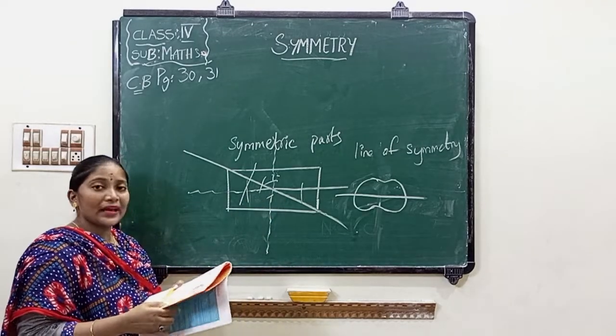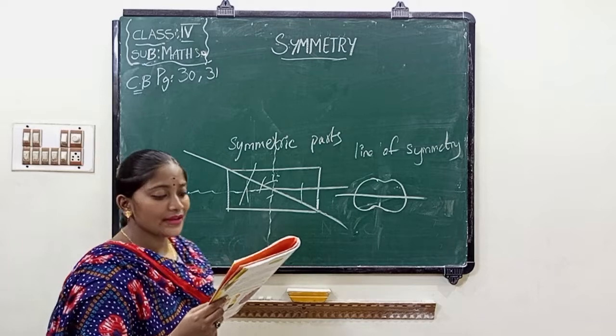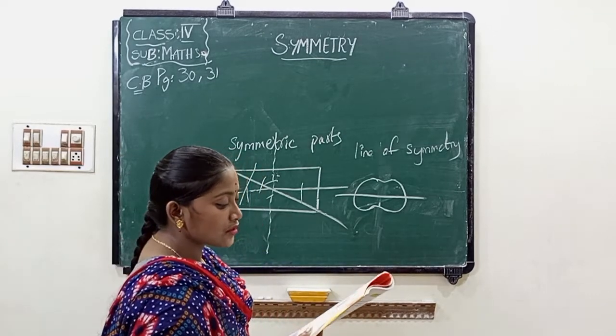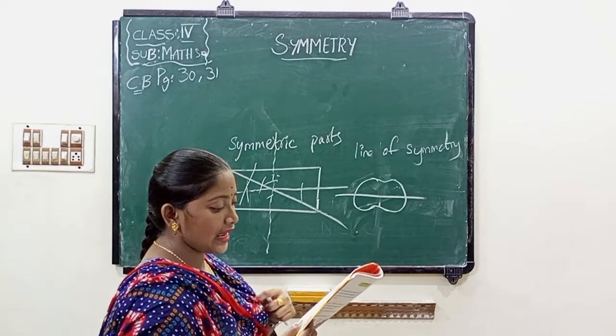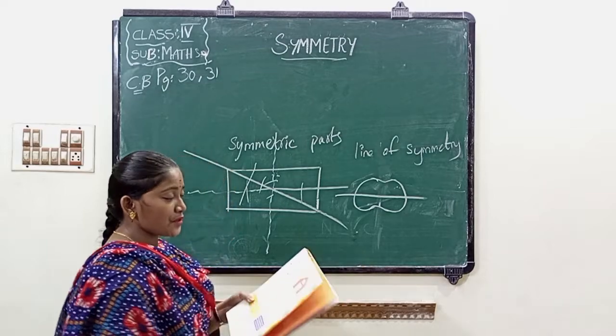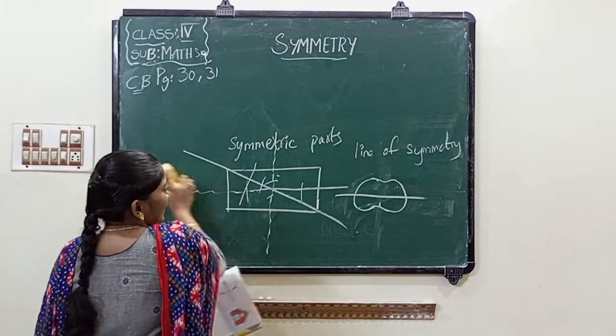Look at the two lines drawn here. Both lines divide the figure into symmetrical parts. So we can say that the figure has two lines of symmetry.